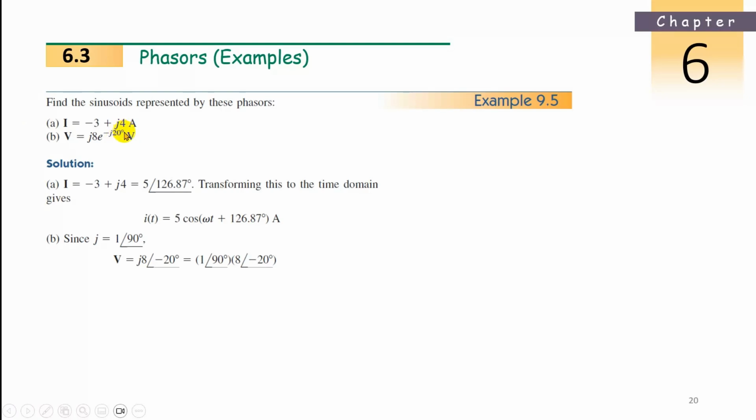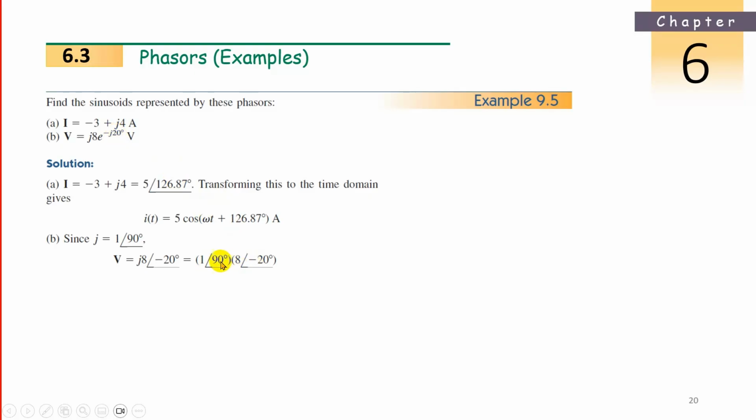So just add here plus 90 degrees. So j times 8 e power minus j20 becomes, j is 1 at an angle 90 degrees, and 8 at an angle minus 20 degrees.